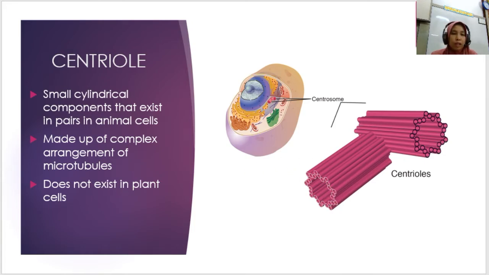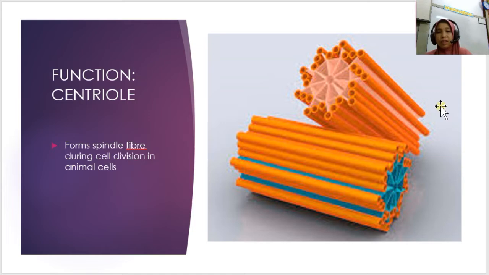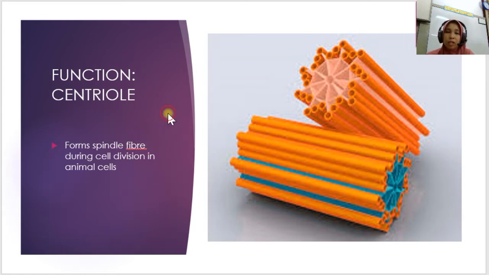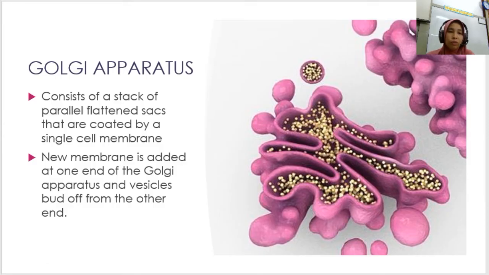Next, we go to the function of the centriole. What is the function of the centriole? It will form spindle fibers, especially during cell division in animal cells. In chapter 6, we are going to learn about cell division. In that process, the centriole is very important to form spindle fibers. Okay, next, we go to the Golgi apparatus.